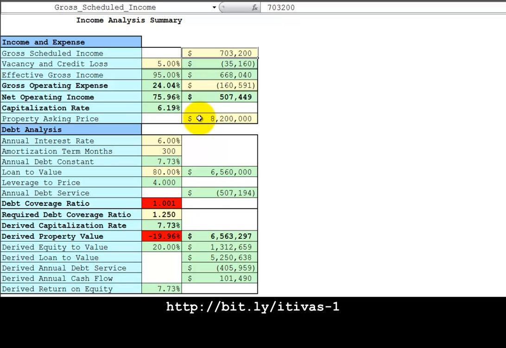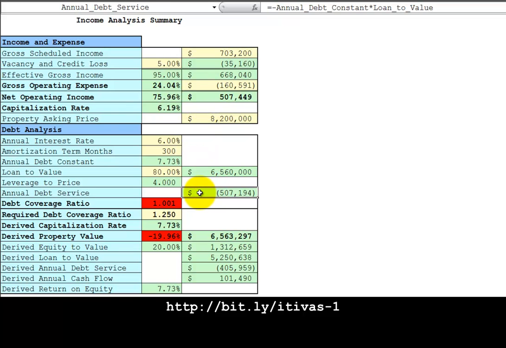The guru then proceeds to analyze these numbers in this way by starting with an annual interest rate for the debt to purchase the property, 300 months amortization term, that's 25 years, and a loan-to-value of 80%. And then determines what is the annual debt service for this loan-to-value for this asking price.